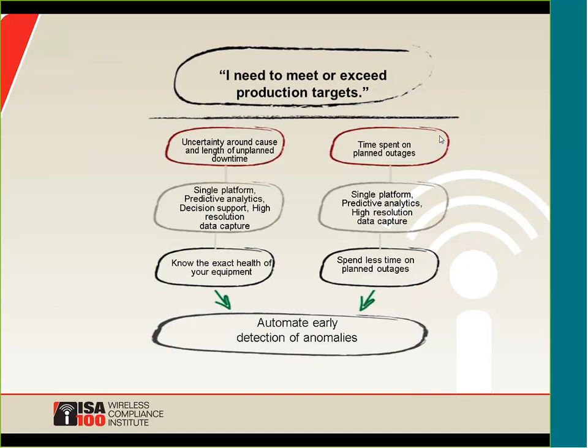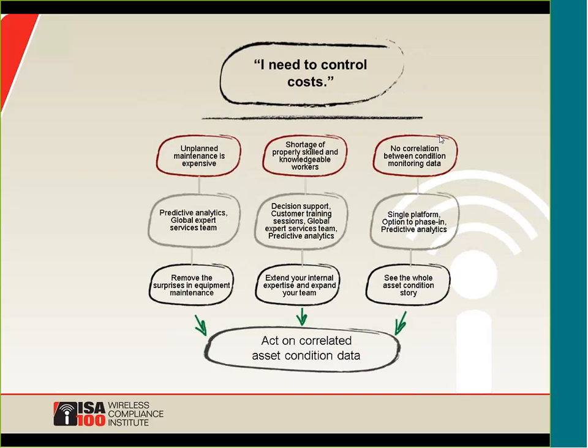What this does is it enables you to know the exact health of your equipment to avoid surprises. And when you do perform a planned outage, you spend less time on the actual work. You've got better insight into exactly what needs to be repaired. So automating early detection of anomalies is a key tool that's needed here.